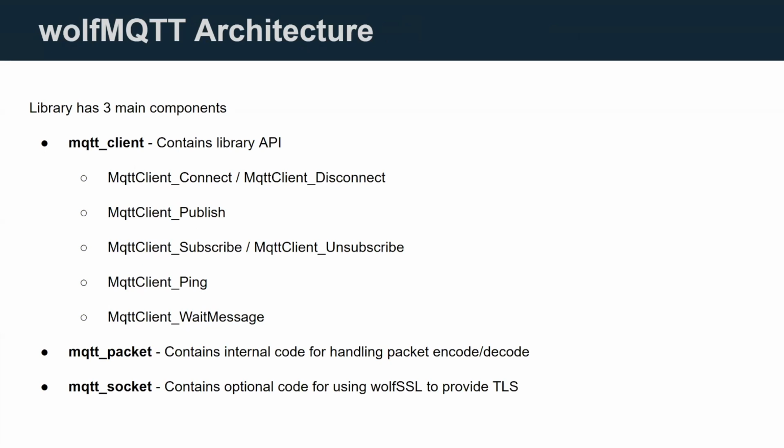The packet component is where you can find all the internal functions for building and parsing the packet structures. And lastly, the socket component is the interface for the lower level networking layer. This could be straight through to TCP, or it can be enabled to use TLS courtesy of wolfSSL. You can even pipe the IO through some other peripheral, such as a serial port.